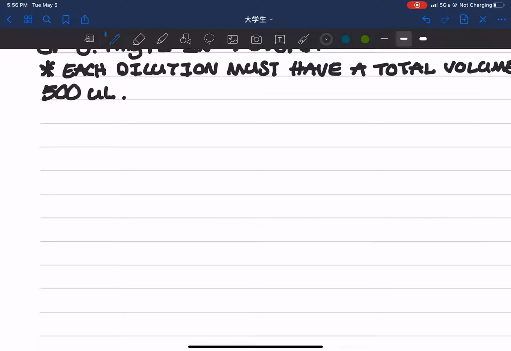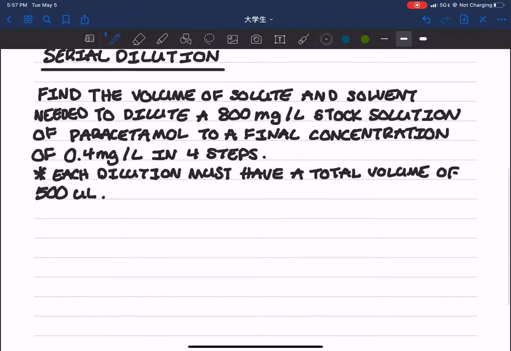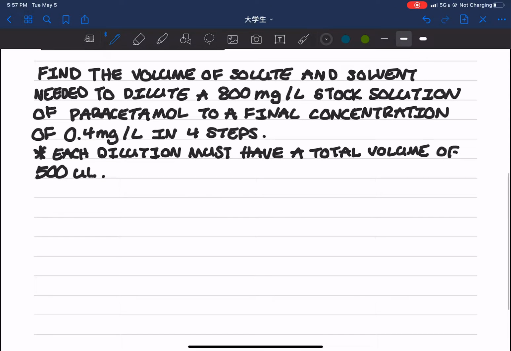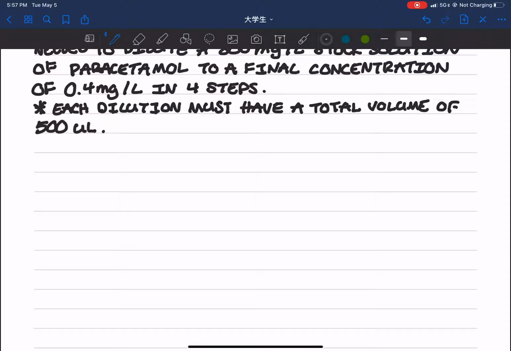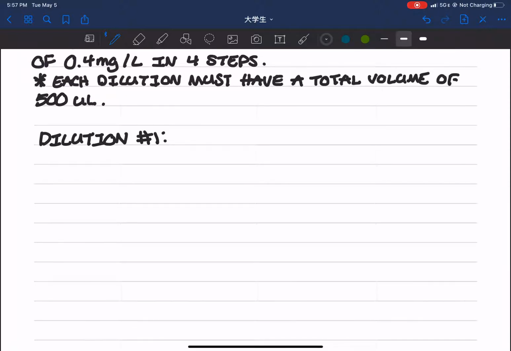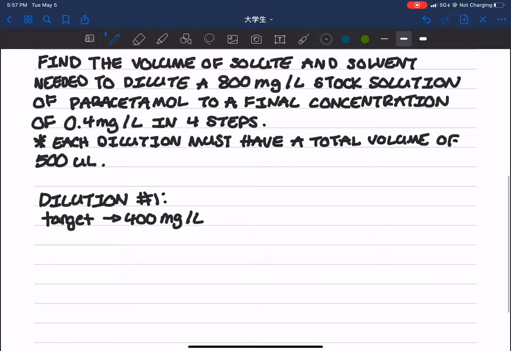It doesn't matter what they are, because we're going to calculate how much solute we would require to make each solution. So since we're going from 800 to 0.4, I'm going to have my first dilution be 400 milligrams per liter, to cut that in half so we can go down by a power of 10 for each successive dilution. So dilution 1, our target is going to be 400 milligrams per liter.